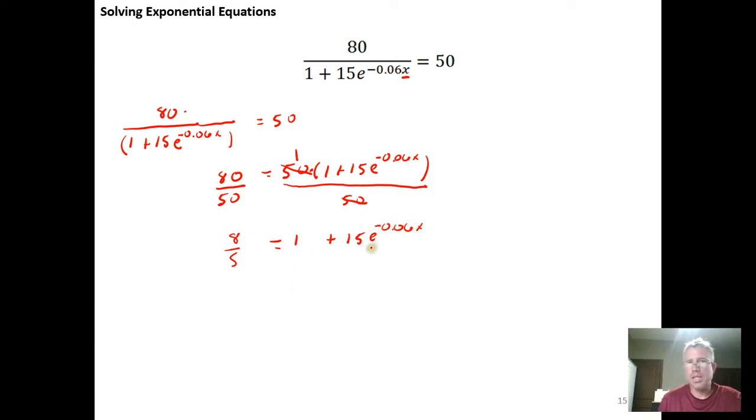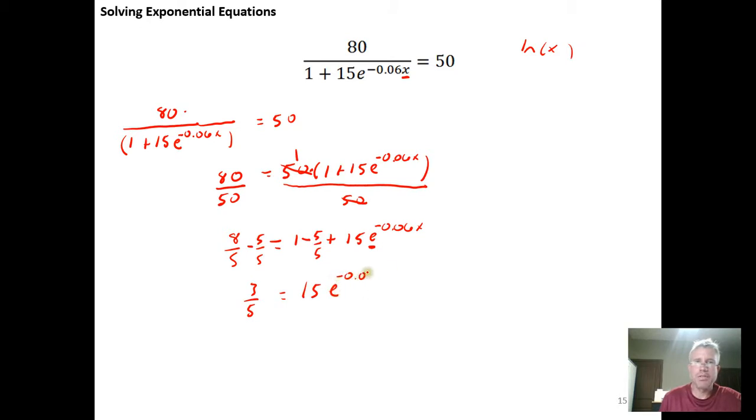And then I'm trying to get this base e by itself, so I can use the inverse function natural log of x to cancel that base out. So I've got to isolate the base e, so I'm going to subtract 1 from both sides, but I need a common denominator of 5, so my form of 1 that I'm going to subtract is 5/5. So 8/5 minus 5/5 is going to leave me with a 3/5 equal to 15e to the negative 0.06x.